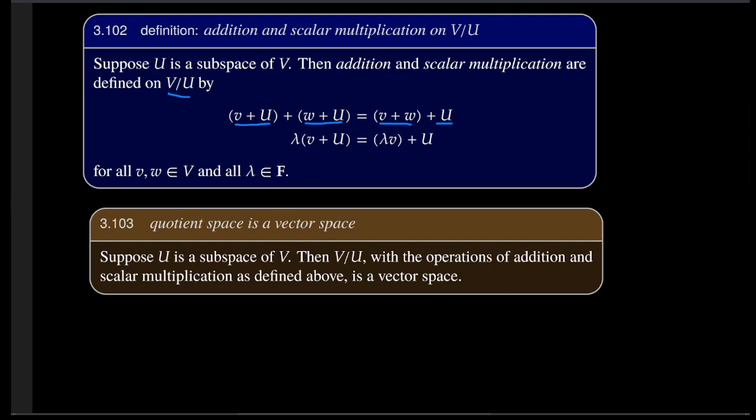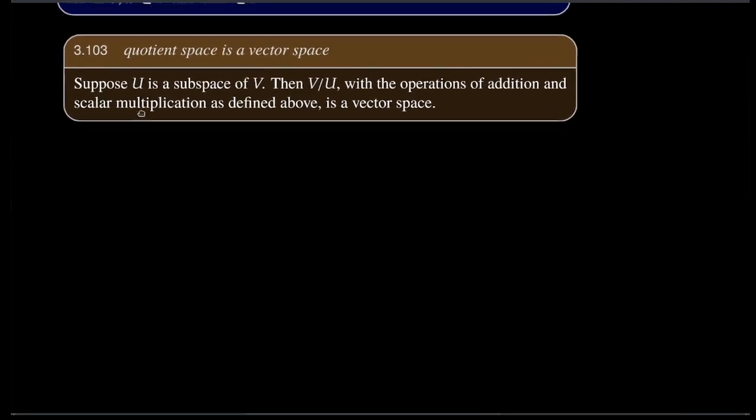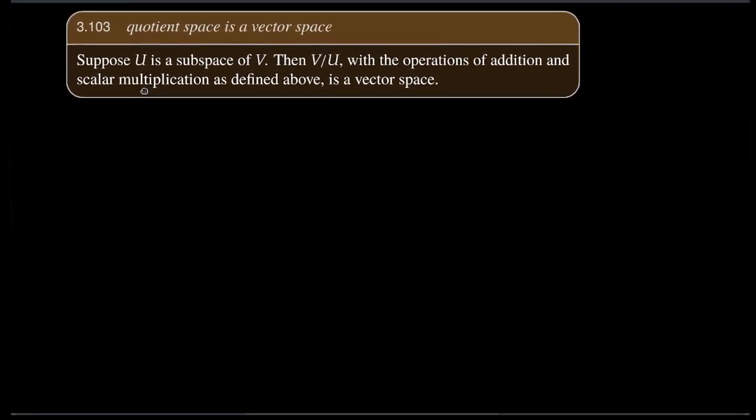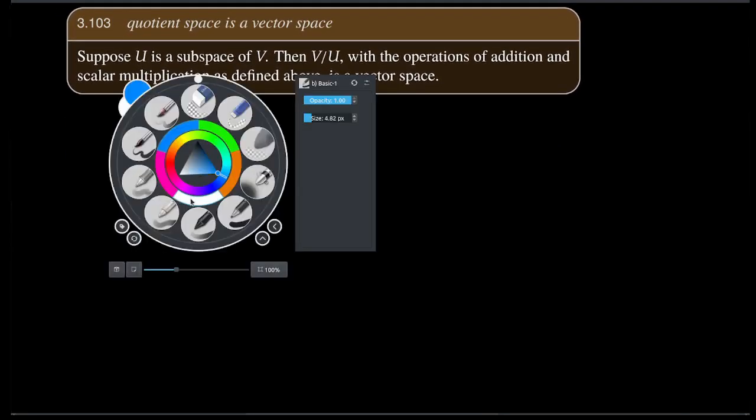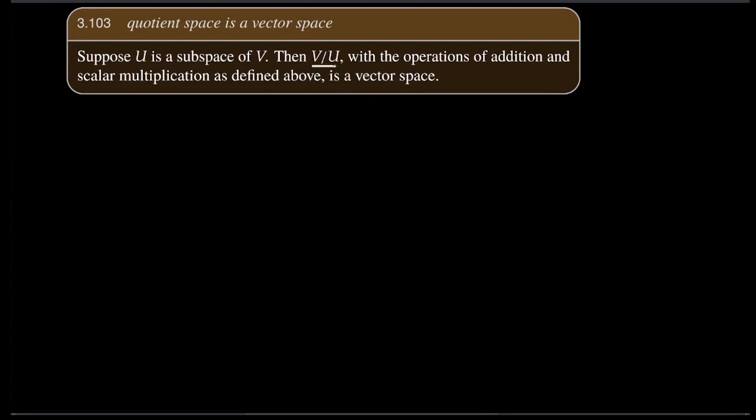Let's see if this makes sense. That is, let's see if this is a vector space. All right, so we'll suppose that u is a subspace of v, and then what we're going to claim is that this set of translates of u with the operations of addition and scalar multiplication as we just defined is a vector space. So here's the idea. What we want to make sure of is the following.